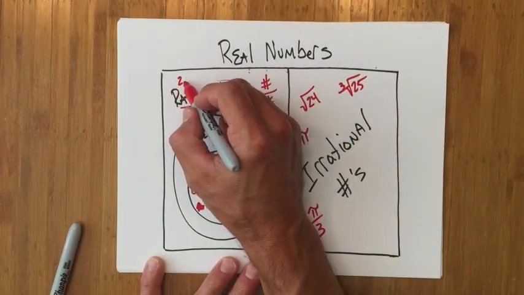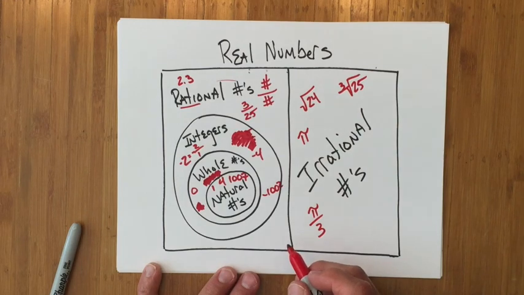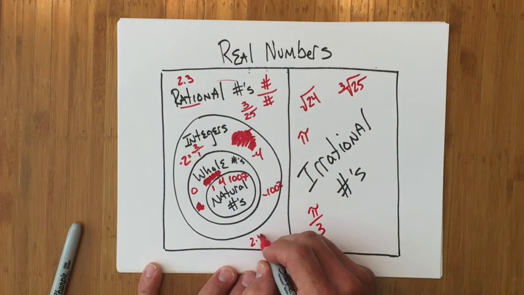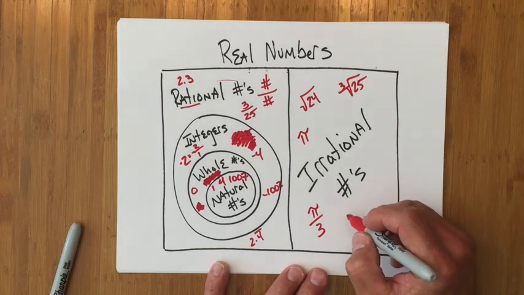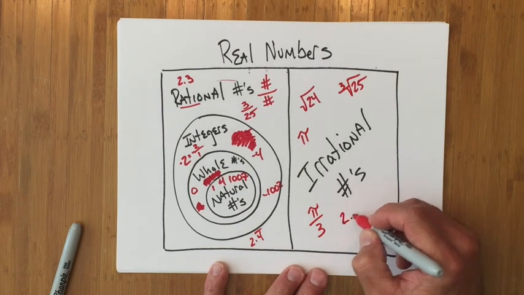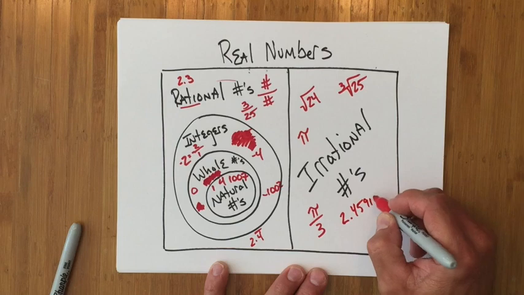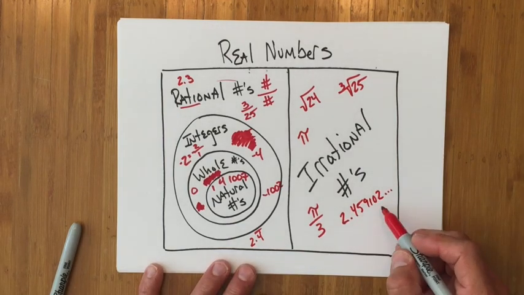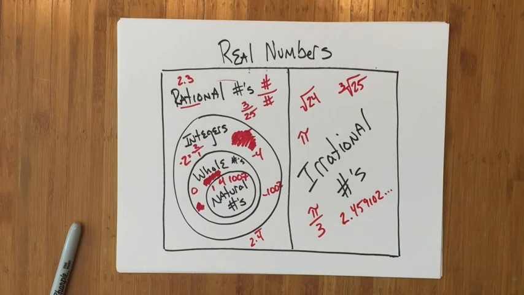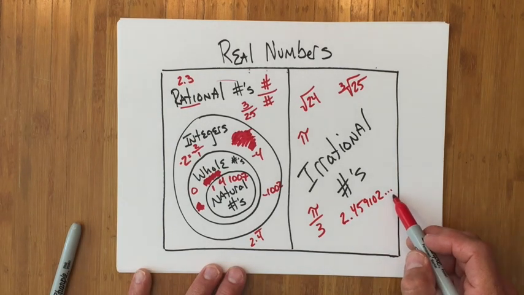Rationals can also be decimals. 2.3 is a good example. 2.4 repeating is a good example. Whereas over here, irrationals can be decimals, but they might be 2.459102. They would go on forever, but they have no pattern to them.